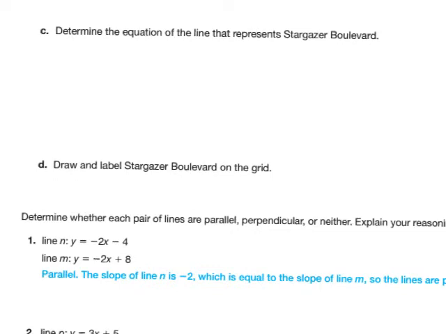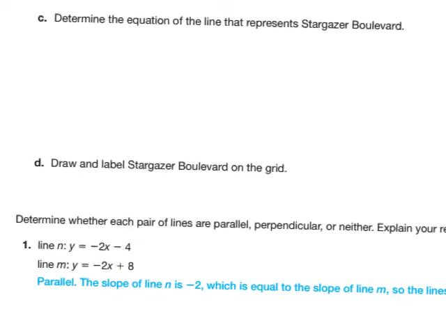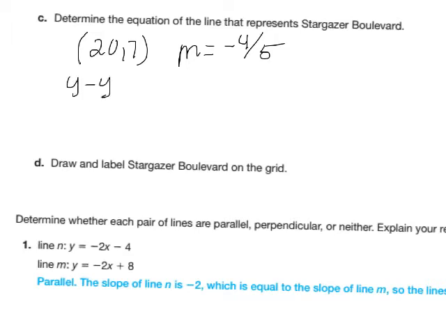All right, next, here's a part that's algebraic in nature. Determine the equation of the line that represents the new boulevard. We know that the diner is going to be at 20, 7. That's a point. And then the slope was negative 4/5. So now we can create the equation by using this simple little formula: y minus y1 equals slope times x minus x1. All we have to do is substitute three numbers in here: the y, the x, and the slope.